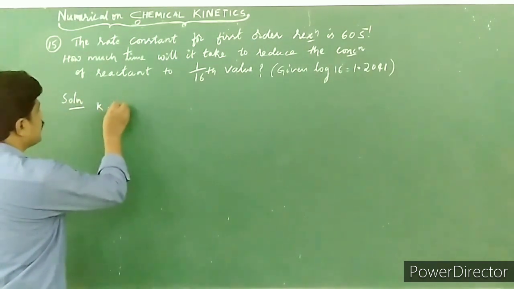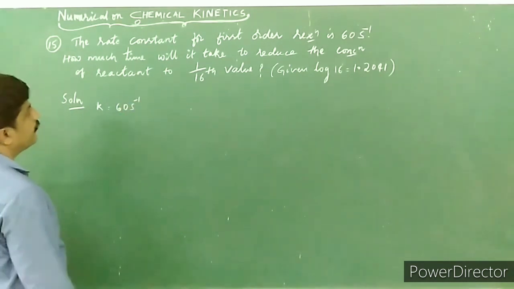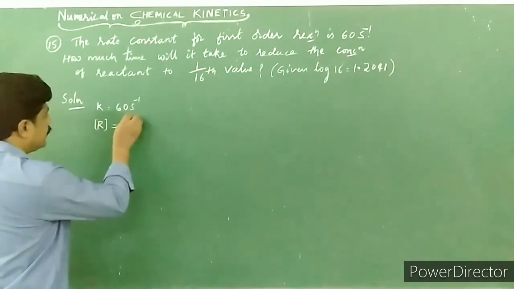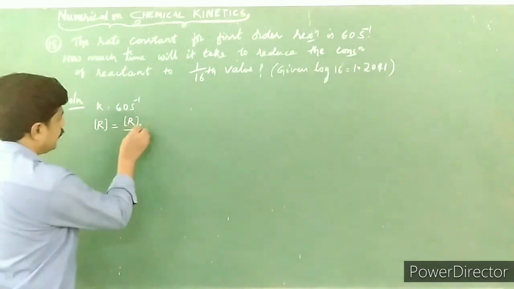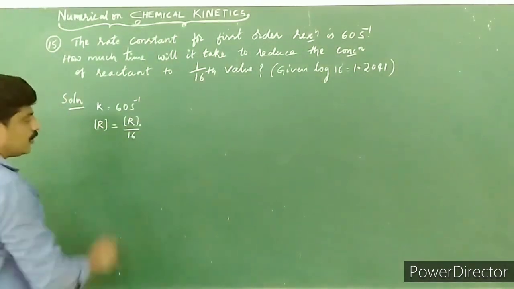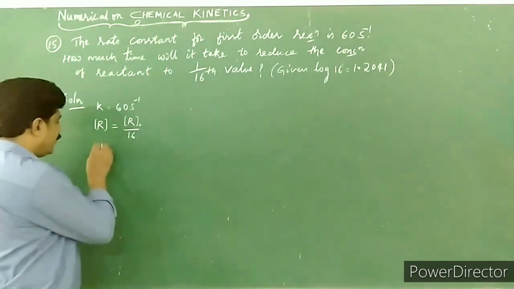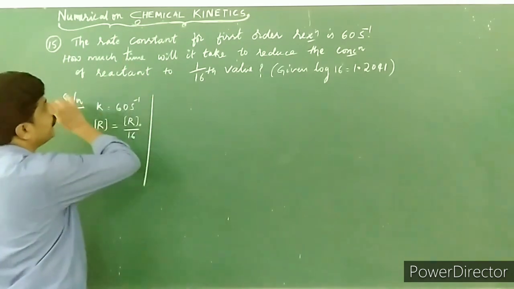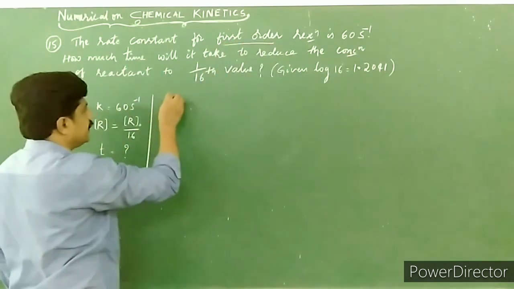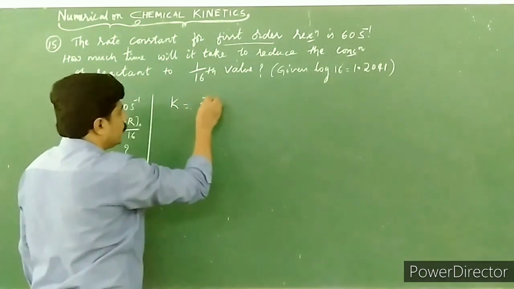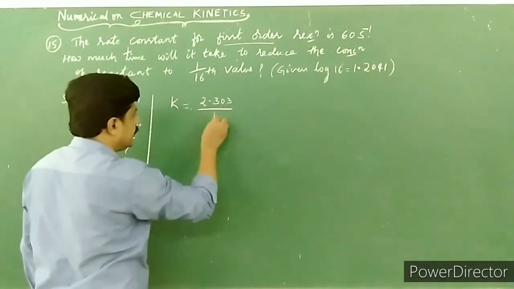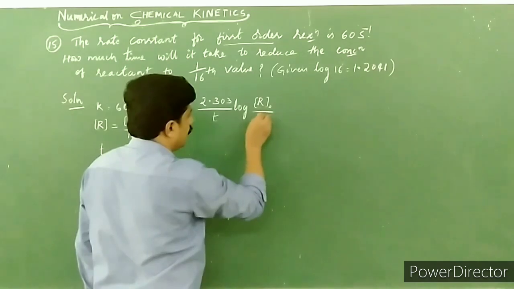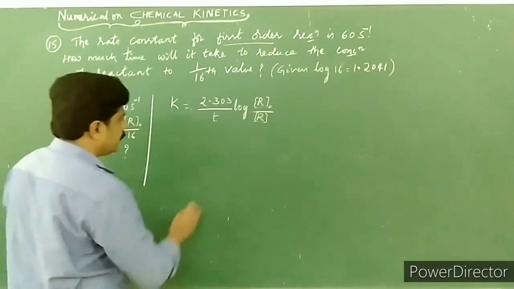K value is given, that is 60 per second. Is it not? Now what do they say here? They say that the initial concentration will reduce to 1/16th. So I'll write, look here, R is equal to R naught upon 16. Now you are supposed to find out T, time. They have given one hint. What is that? First order. Now you know that for first order K is equal to 2.303 upon T into log of R naught upon R.